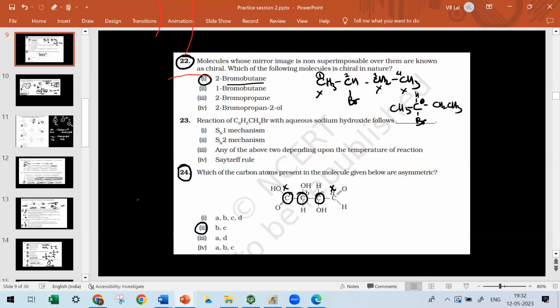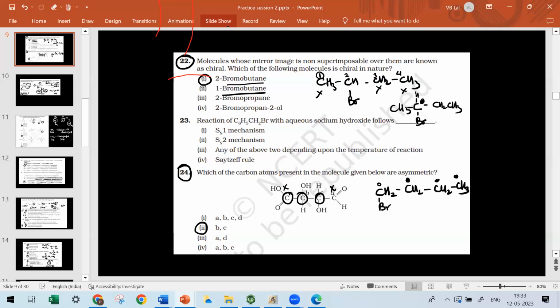Ma'am, why can't it be 2, ma'am? Second option. 1-bromobutane. Now let me write here 1-bromobutane. So 1-bromobutane is CH2Br, CH2, CH2, CH3, right? Now, in this case, you see this carbon, let us start from the right side. This carbon is attached to 3 hydrogens. So it cannot be attached to 4 different groups, 3 are hydrogen only. Here 2 are hydrogen. Here also 2 are hydrogen.